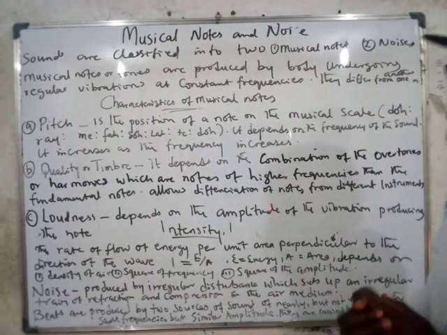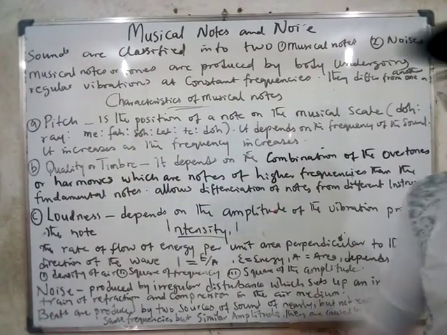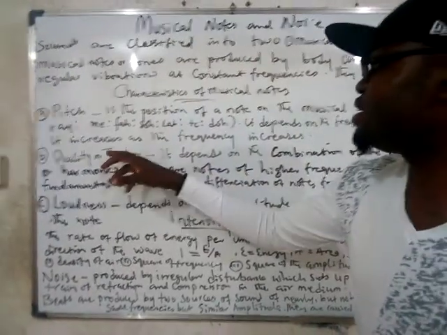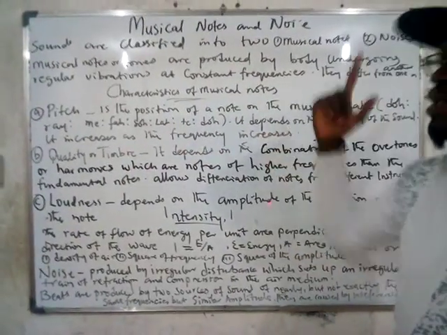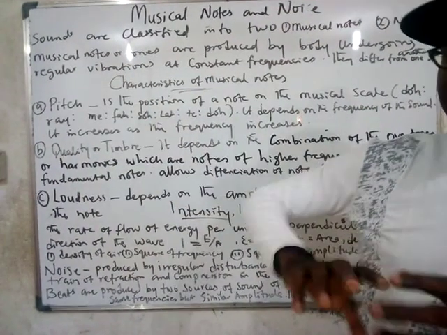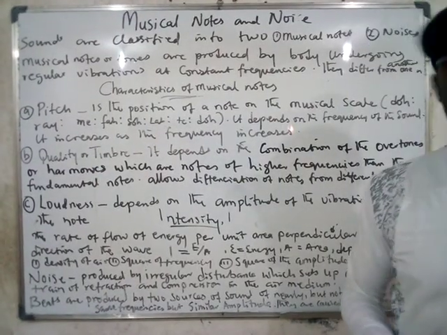And we already know the musical scale of do, re, mi, fa, sol, la, ti, do. It depends on the frequency of the sound. It increases as the frequency increases. So whenever the frequency of the sound that is coming out is increasing, the pitch is also increasing. Now we'll talk about the quality or timbre.